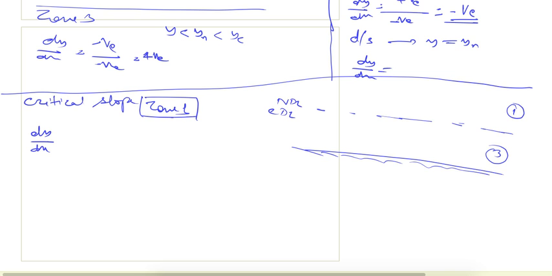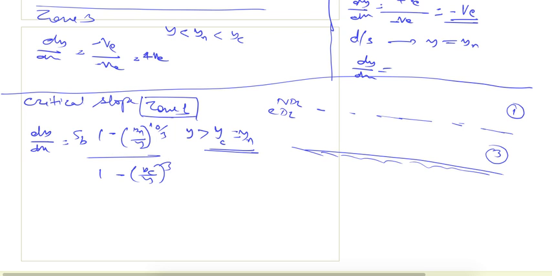In zone 1 our y is greater than yc equal to yn, because yc and yn both are equal in this case. So dy/dx = Sb (1 - (yn/y)^(10/3)) / (1 - (yc/y)^3). If I put yn and yc as equal, and divide by any number, this whole ratio is going to be 1, because y and yc are equal. So from here dy/dx will come out to be Sb.